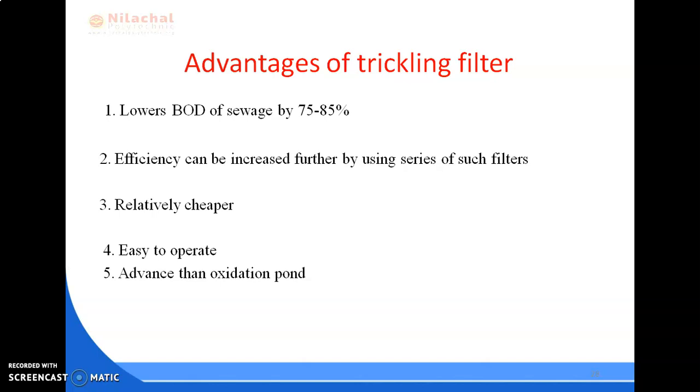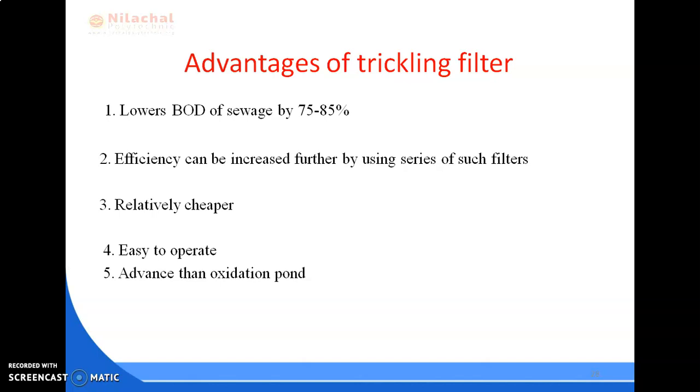Some advantages of the trickling filter. It lowers BOD of sewage by 75 to 85%. Efficiency can be increased further by using a series of such filters. It is relatively cheaper, easy to operate, and it is more advanced than the oxidation pond. Also mechanical wear and tear is very small in this trickling filter process. They are self-cleaning. Rate of filter loading is much higher.